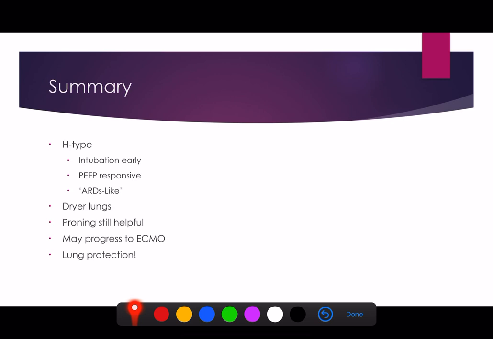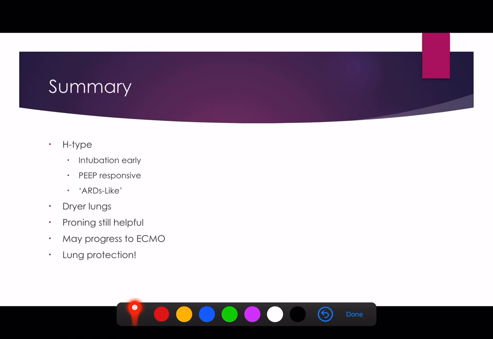So in summary, the H-type can present very acutely or can present in a biphasic way with an acute deterioration, getting better and then suddenly gets worse again. They tend to be more PEEP responsive than the L-phenotype and can be treated more like the ARDS patients or the acute respiratory distress patients. They probably should have drier lungs than the L-phenotype. However, how dry is still up for debate.